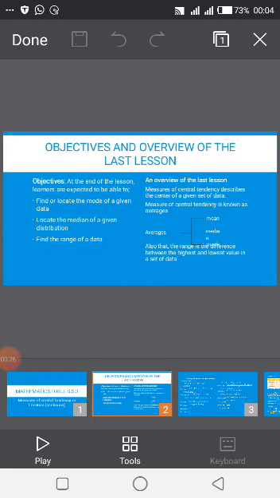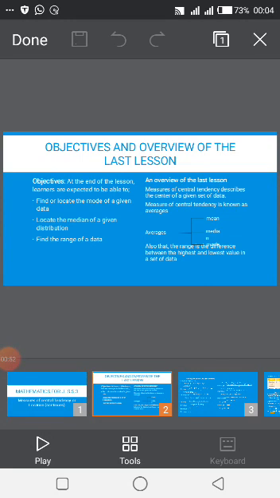Objectives and overview of the last lesson. Our objective for today's lesson is that at the end of the lesson, learners are expected to be able to find or locate the mode of a given data, locate the median of a given distribution, and find the range of a data.